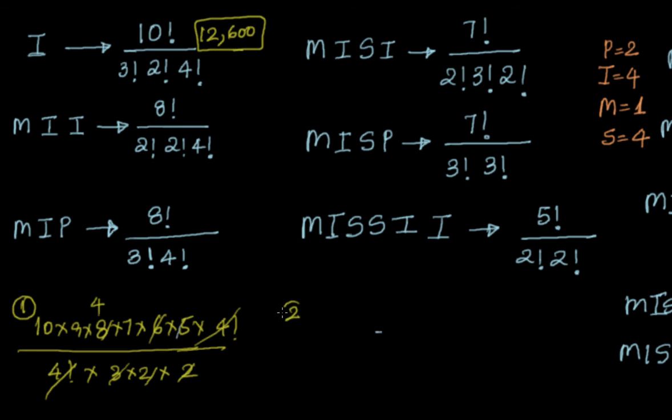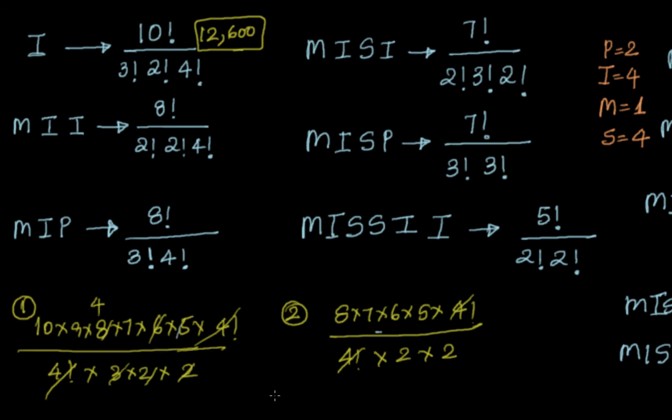Now let's go to the second one. Second one is factorial 8. I can write it as 8 into 7 into 6 into 5 into factorial 4 divided by factorial 4 into factorial 2, which is 2, and again multiply with 2. Factorial 4 cancels. I will have 2 2s are 4. That will go in 2 times in 8. 2 7s are 14. 14 6s are 84. 84 5s are 420. So this value is equal to 420.